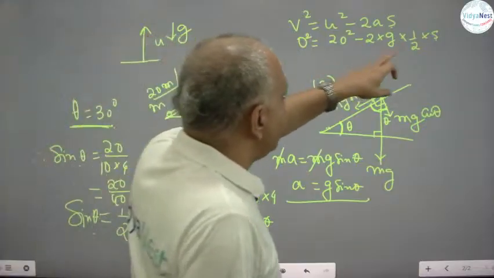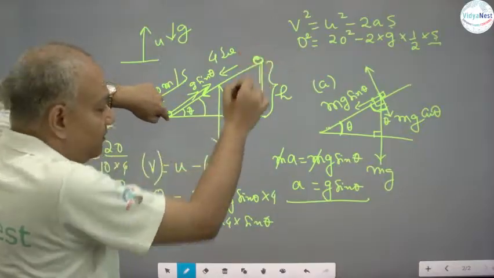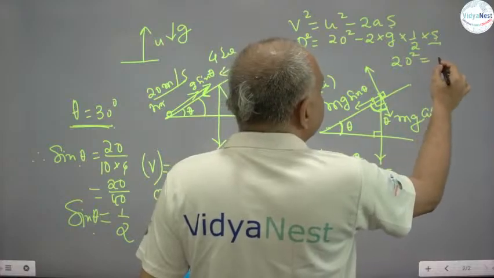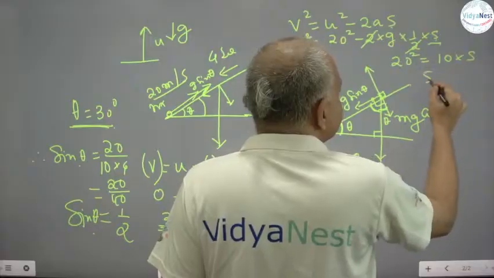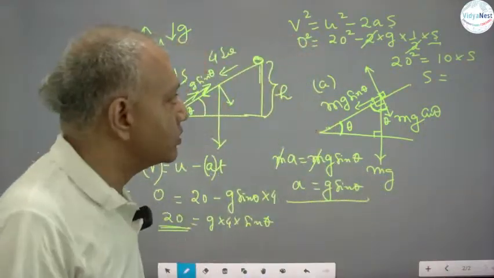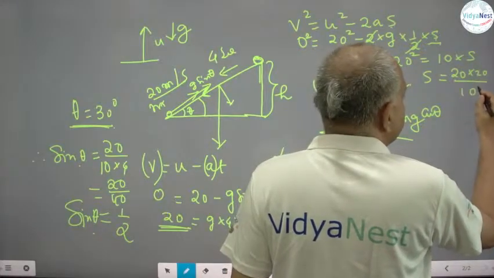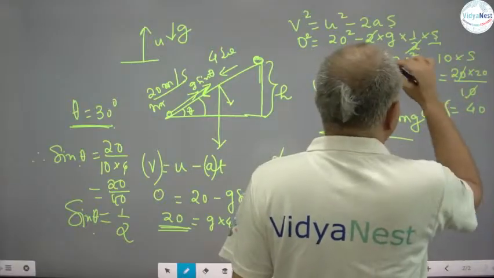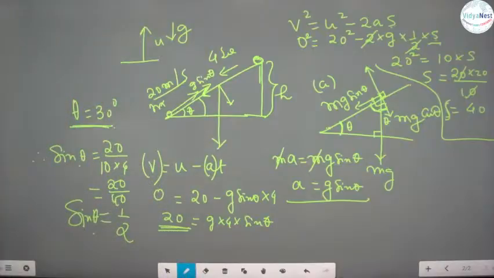So from this equation we are going to find s. This s is the length of the inclined plane. So 20 square is equal to, cancelling out g, that is 10, into s. So s is equal to 20 into 20 divided by 10, which is 40. s is equal to 40. So I can assume it is 40 meters.